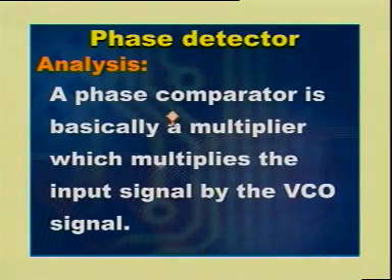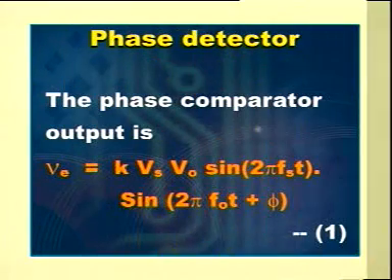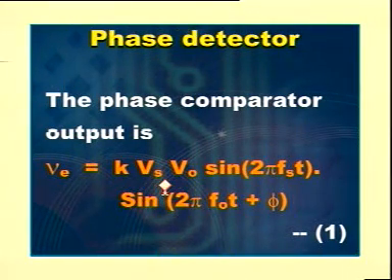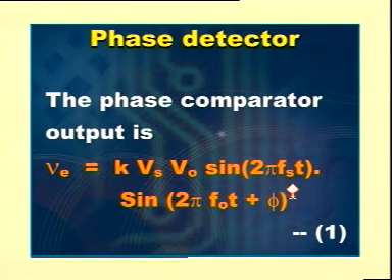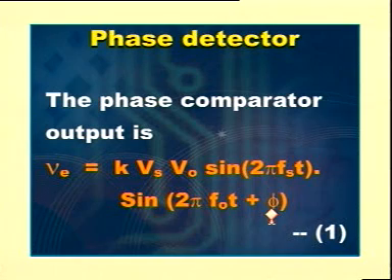Analysis: a phase comparator is basically a multiplier which multiplies the input signal by the VCO signal. If VCO signal is given by V0 sin(2 pi F0 t + phi) and input signal is given by Vs sin(2 pi Fs t), then the phase comparator output VE equals k Vs V0 sin(2 pi Fs t) sin(2 pi F0 t + phi), where phi is the phase shift between the input signal and VCO output and k is the phase comparator gain.